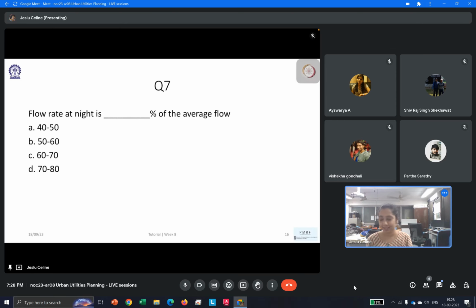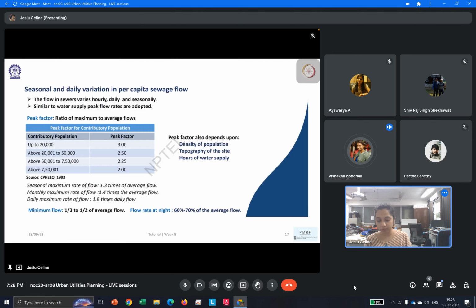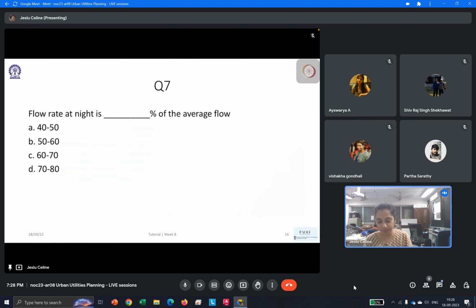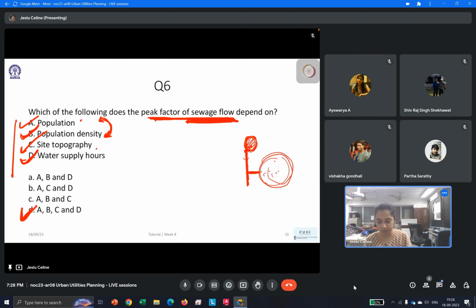Any guesses? Okay. Yes, Vaishaka? I was saying B, 50 to 60. Okay, so somewhere you're right. It is around 60, but at a higher range, it's 60 to 70, which you can see on the slide over here.